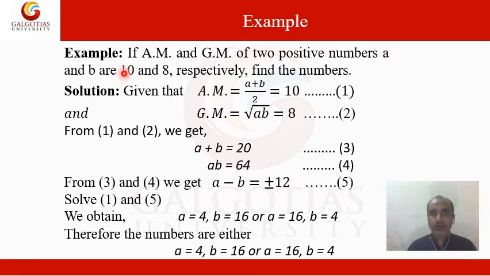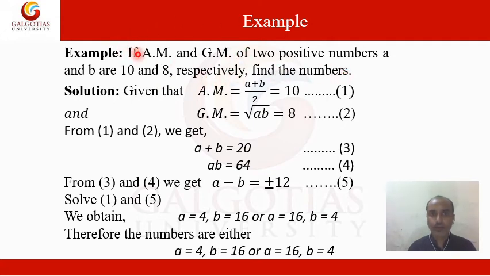Now, we will discuss arithmetic mean and geometric mean with the help of some examples. Example 1: if the arithmetic mean and geometric mean of two positive numbers a and b are 10 and 8 respectively, find the numbers.